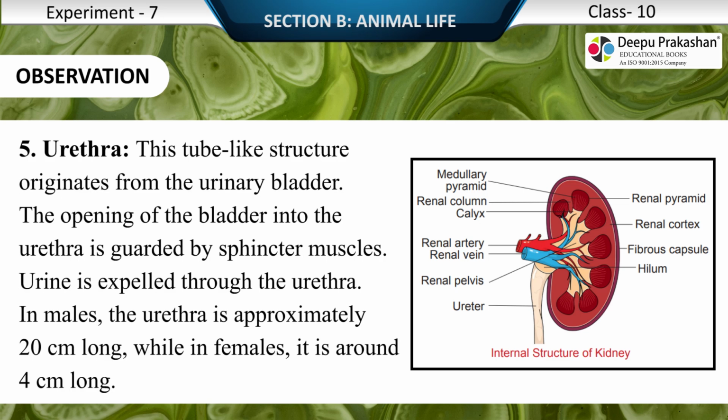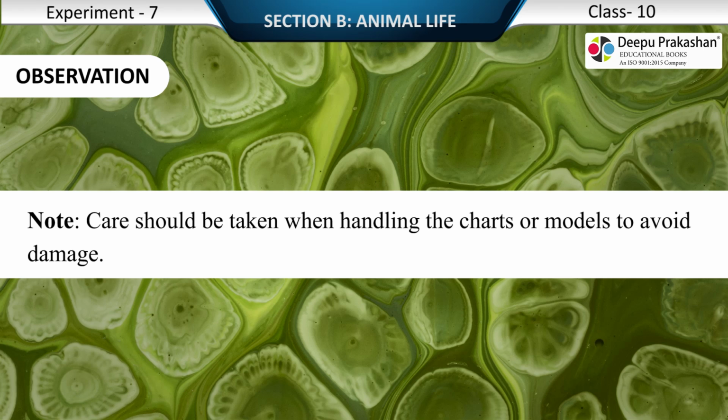5. Urethra. This tube-like structure originates from the urinary bladder. The opening of the bladder into the urethra is guarded by sphincter muscles. Urine is expelled through the urethra. In males, the urethra is approximately 20 cm long, while in females, it is around 4 cm long. Note: care should be taken when handling the charts or models to avoid damage.